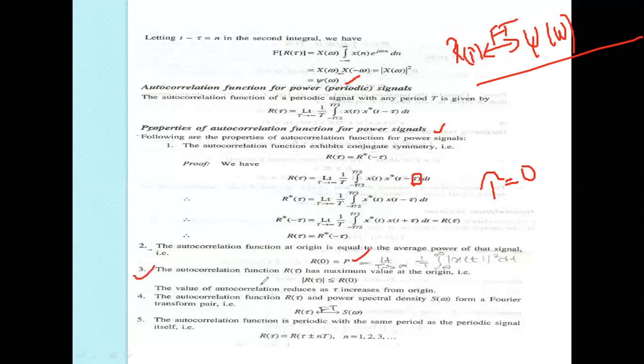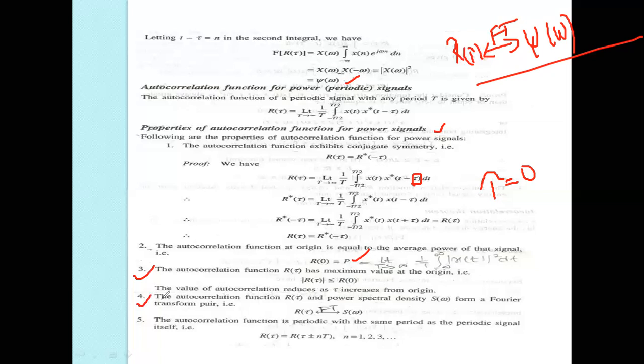And third property, already we proved that in the energy signal, R of tau is less than or equal to R of 0. As tau increases, the autocorrelation function decreases. Or as tau reduces, the autocorrelation function increases. So R of tau is less than or equal to R of 0. R of 0 is greater than or equal to R of tau. The value of autocorrelation reduces as tau increases from origin.